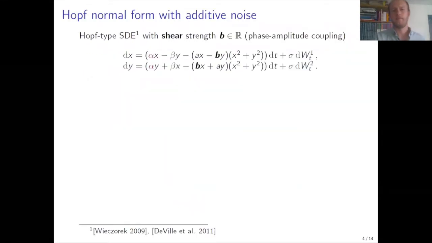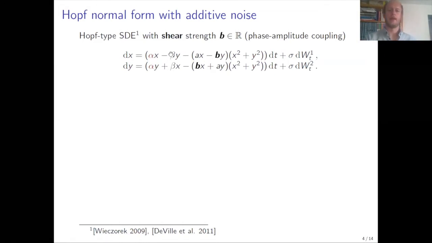So this is a normal form for Hopf bifurcation, where the bifurcation parameter is this alpha. For alpha negative, we will see in a second, there's convergence to the equilibrium at the origin. And then for alpha bigger than 0, or at alpha equals 0, there's the forming of a limit cycle, which then becomes the stable object. Or to be precise, this is a supercritical Hopf bifurcation. There would also be a subcritical one, but we're focusing on this case here.